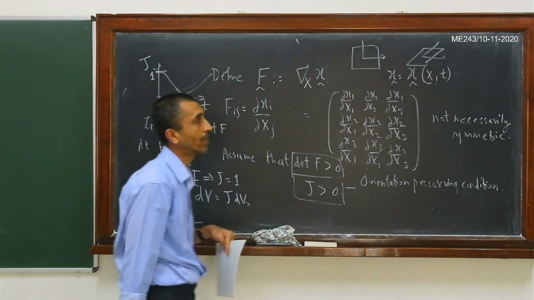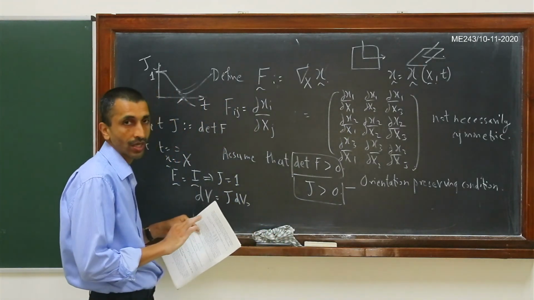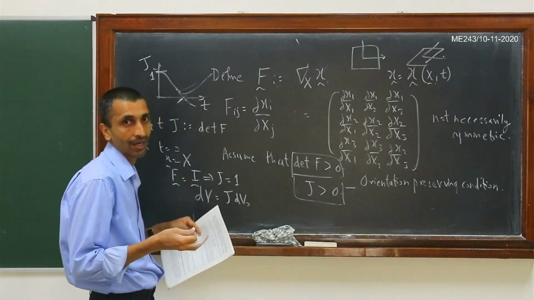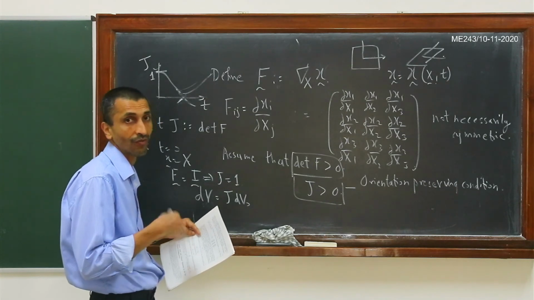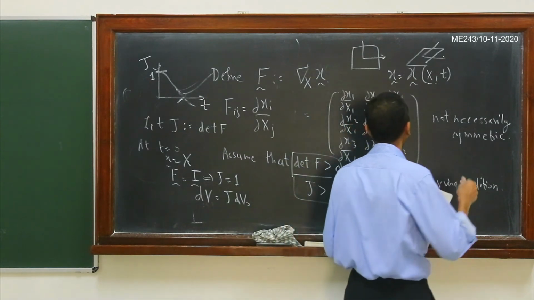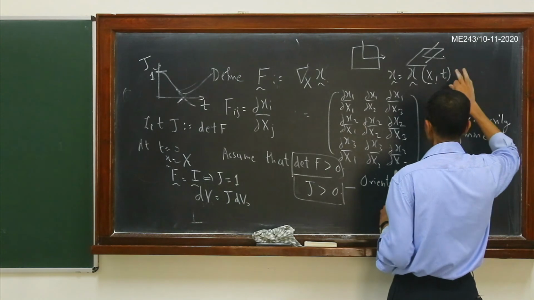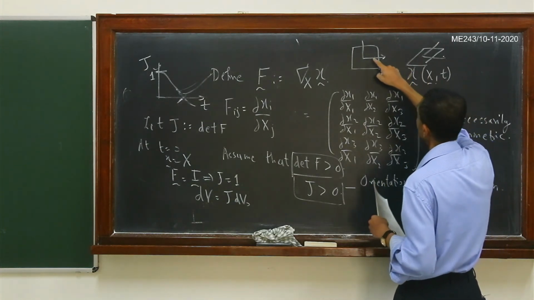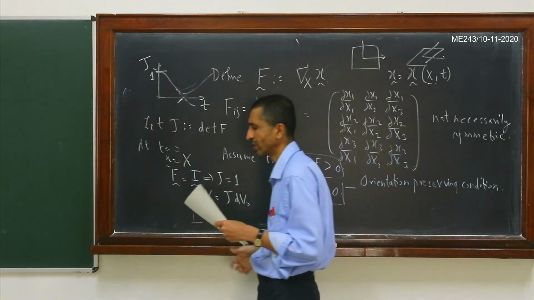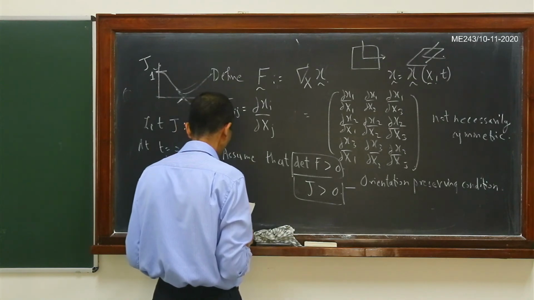What this orientation preserving condition essentially says is that a right-handed coordinate system remains a right-handed coordinate system. It doesn't become a left-handed coordinate system, or a reflection of the original coordinate system. That is the reason that your J always remains greater than 0. And this is, as I said, the orientation. The right-handed remaining right-handed means the orientation is preserved, and that is why we call this an orientation preserving condition.